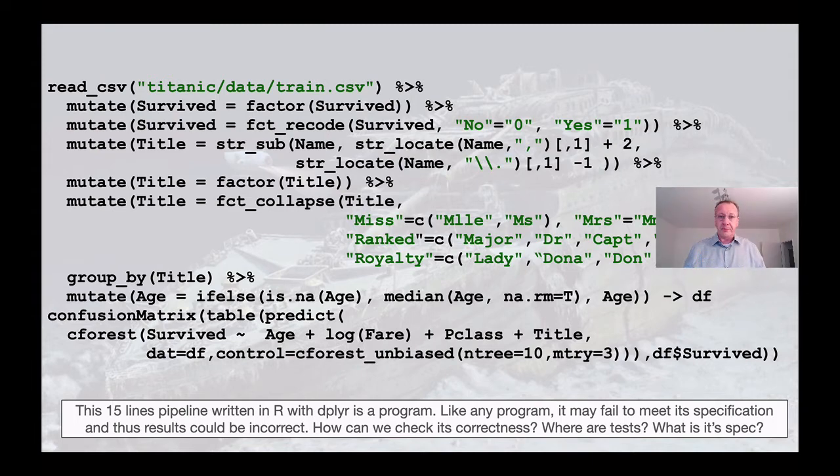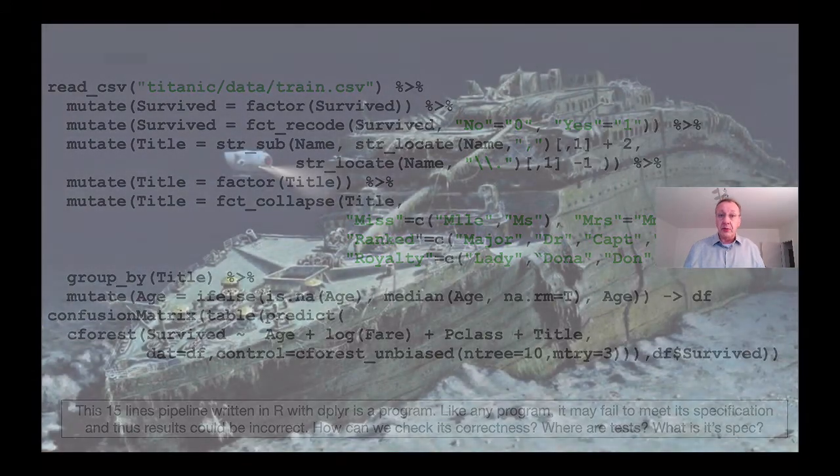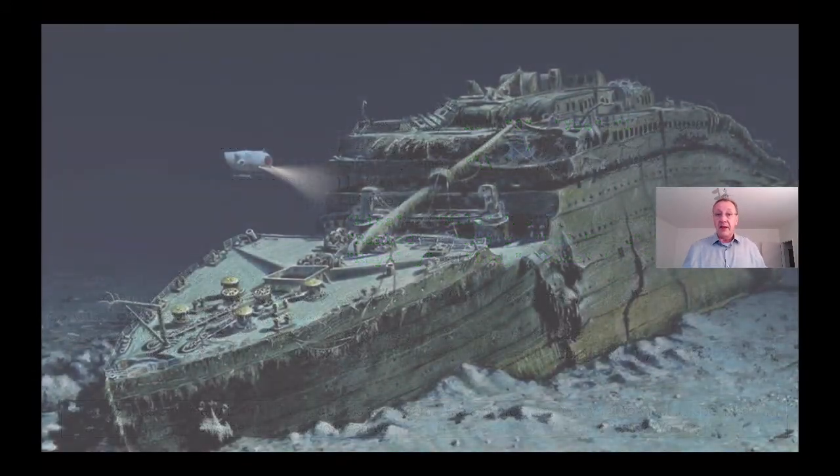What could go wrong? Well, this is a program after all, and like any program, it is possible we made mistakes. When I recorded this animation, I momentarily swapped the meaning of survived and deceased. I had zeros and ones in the wrong places.